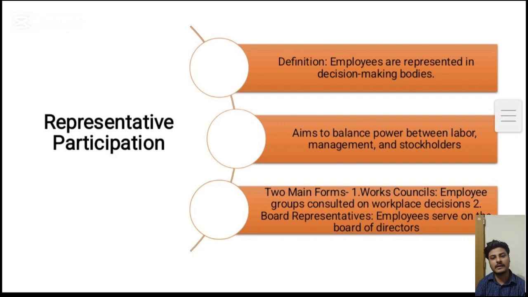The key features of representative participation are indirect participation: employees do not make decisions directly but elect or appoint representatives who speak and act on their behalf. Formal structure: usually involves established systems like works councils, trade unions, or employee representatives on company boards. Collective voice: representatives present employee concerns, suggestions, and feedback to management or participate in policy discussions.